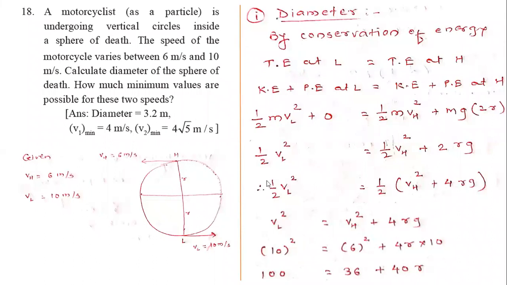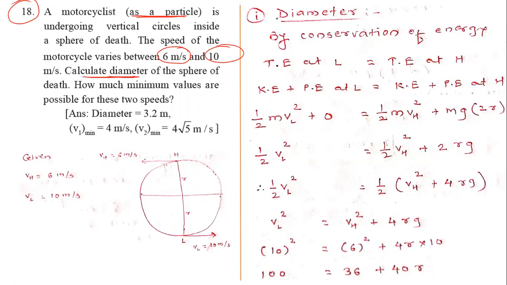Now we have to start a problem from chapter number 1, rotational dynamics. It's problem number 18 from exercise. Let me see the problem. A motorcyclist, that motorcyclist we have to consider as a particle, is undergoing vertical circle inside sphere of death. The speed of motorcyclist varies between 6 meter per second and 10 meter per second. Calculate diameter of the sphere of death. How much minimum values are possible for these two speeds?